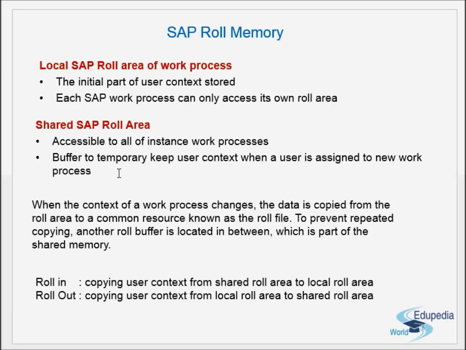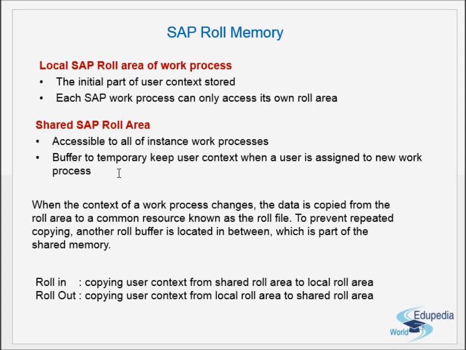So when the new work process picks up your task, it has to get the information from the role buffer or the role file. To prevent repeated copying, the role buffer is located in between, which is part of the shared memory. So on top of the role file we have something known as the role buffer.